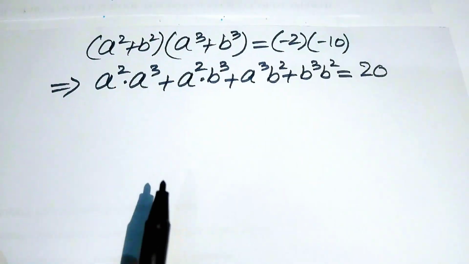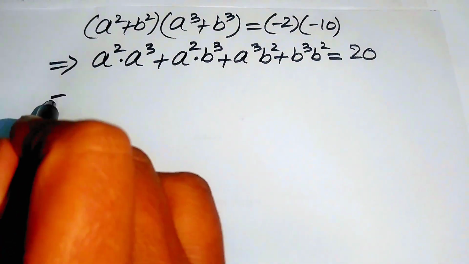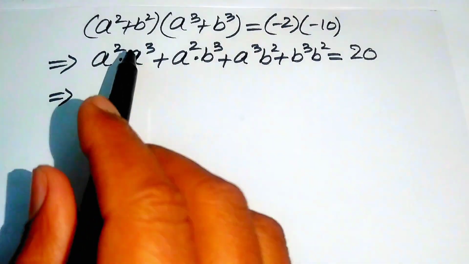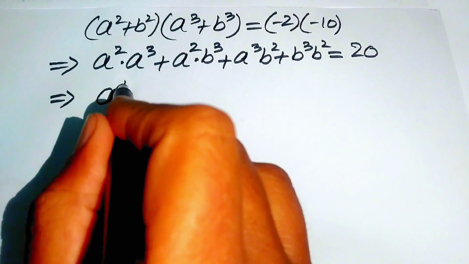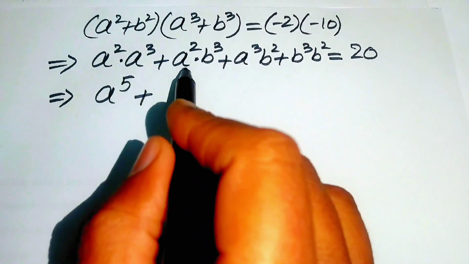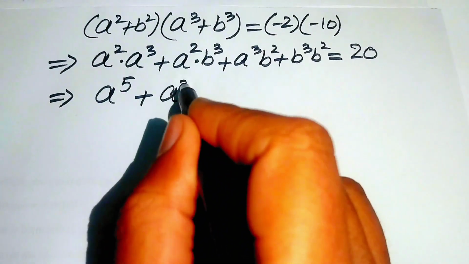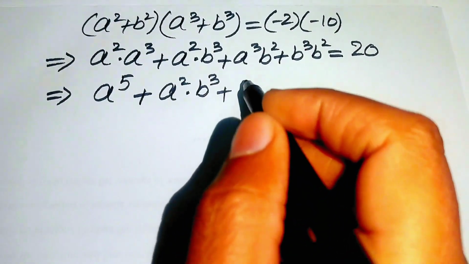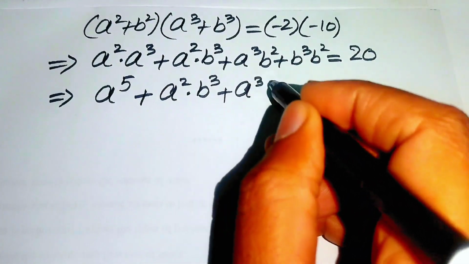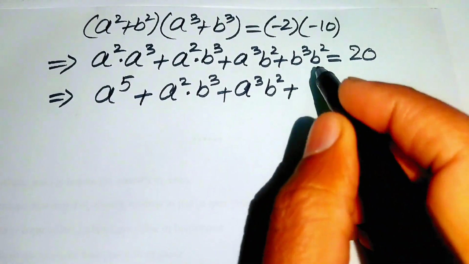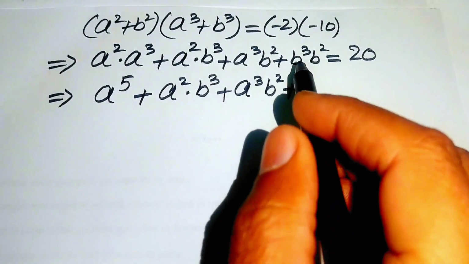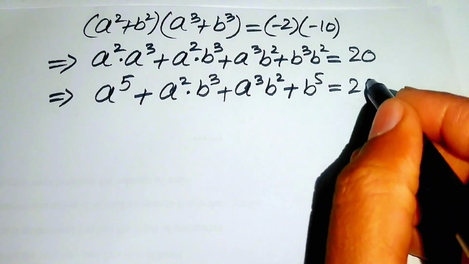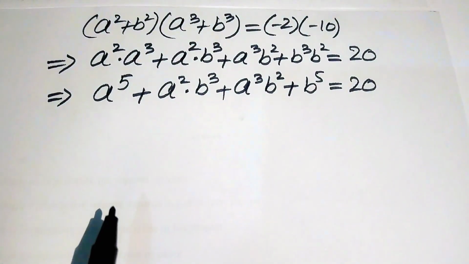plus 20. Now in the next step, you see that bases are the same, so we add the exponents. When we add the exponents, it becomes a to the power of 5 plus a square times b cubed plus a cubed times b square plus, again the bases are the same, so we add the exponents and it becomes b to the power of 5, and this whole equation equals 20.